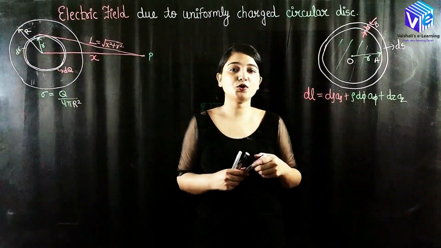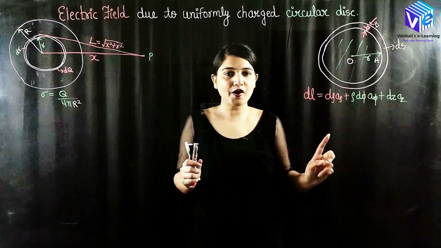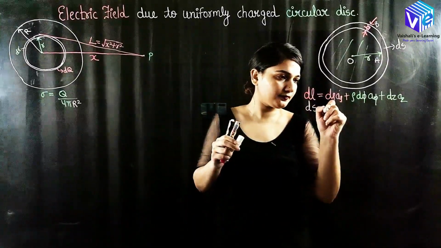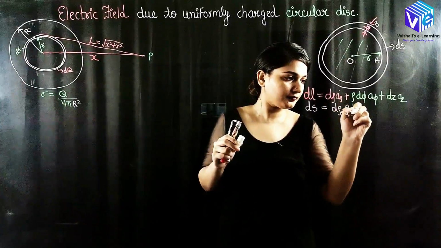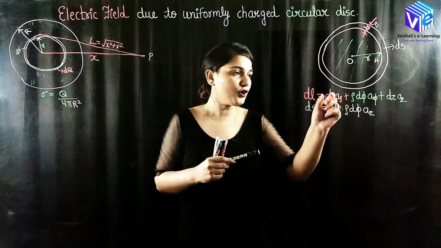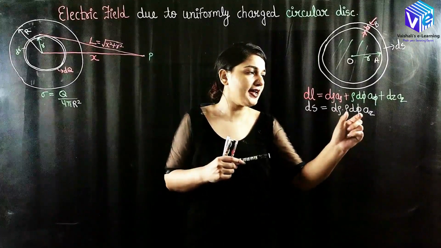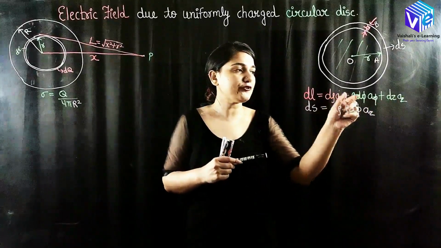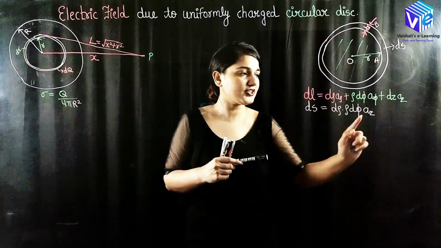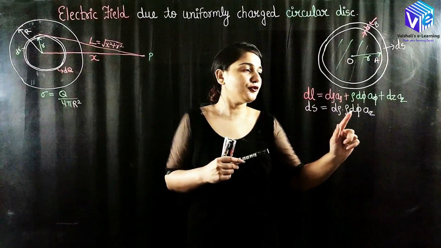Similarly, I can find the incremental surface area. Here the z coordinate is not changing, so ds is given by d rho multiplied with rho d phi, and the direction will be perpendicular to these two. This is the rho direction, this is the phi direction, so the perpendicular direction will be az. So this small area ds is given by d rho into rho d phi.